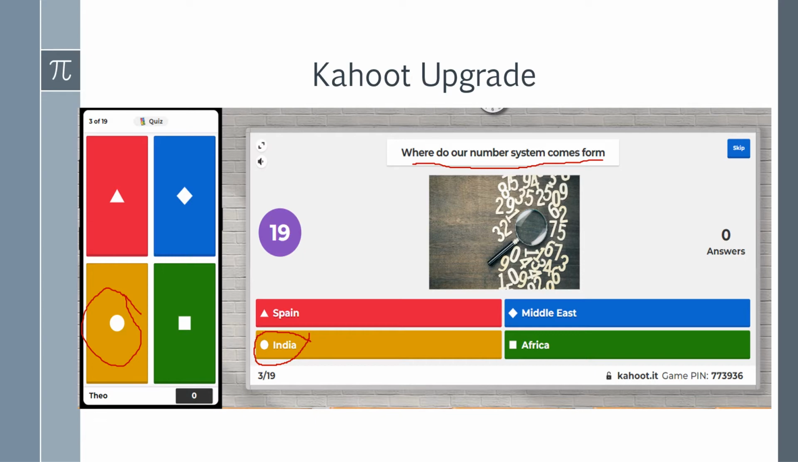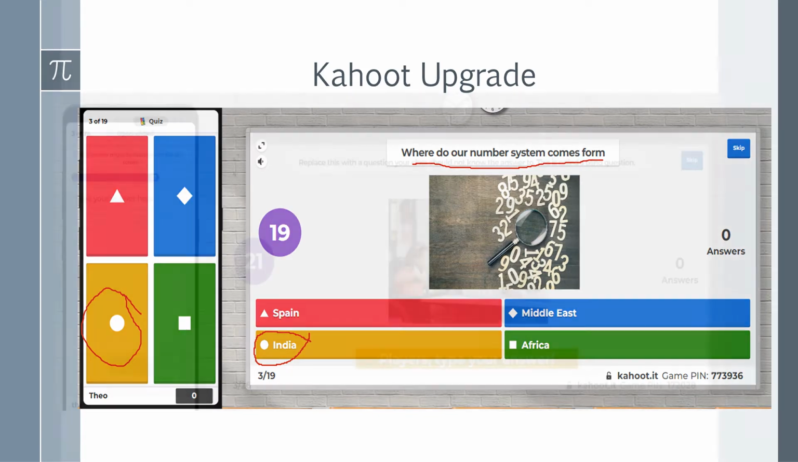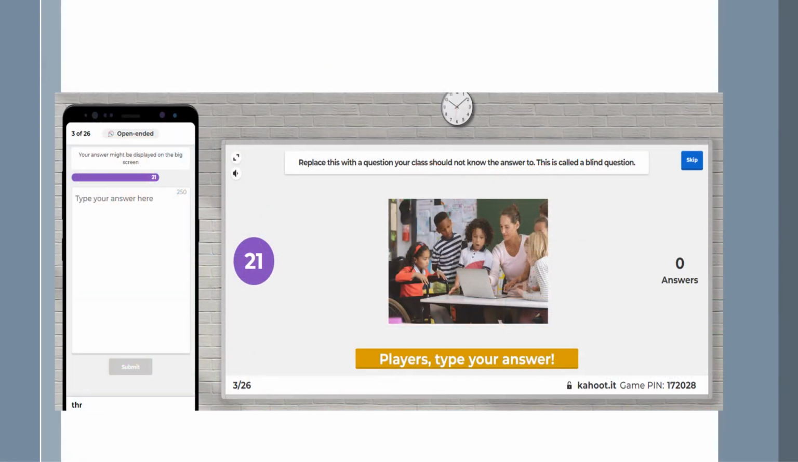Now, mind you, they are not all going to be multiple choice. At times, you're going to have a Kahoot that's going to be open-ended. I may give you a statement or something, and I'm looking for you to tell me what's up. You just type it up on your phone right here. After you get through, just let the time run out.